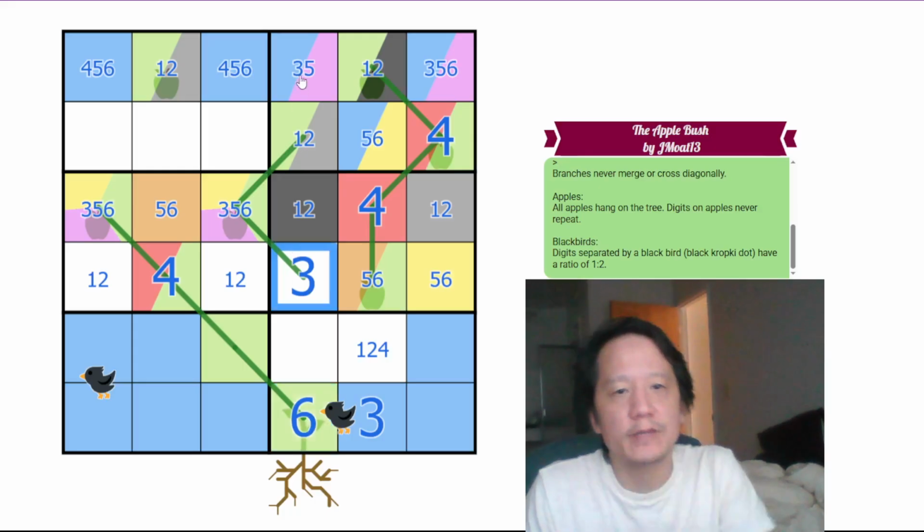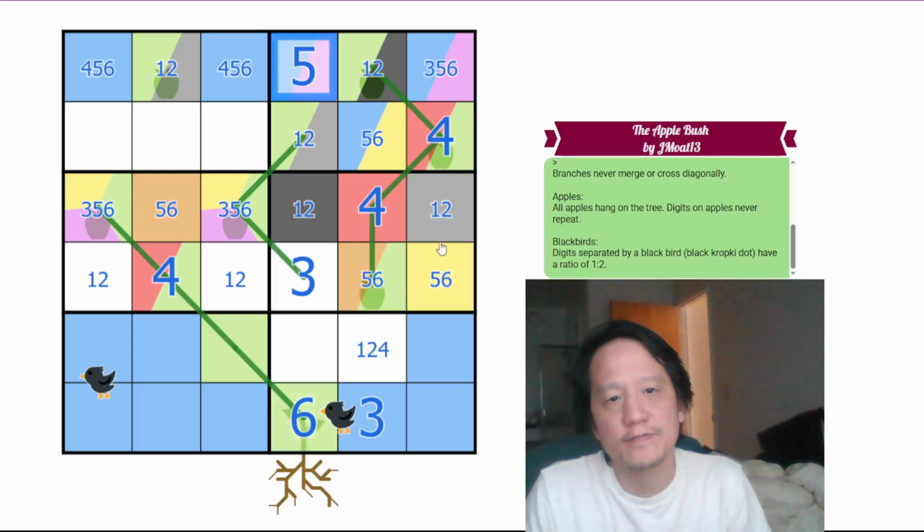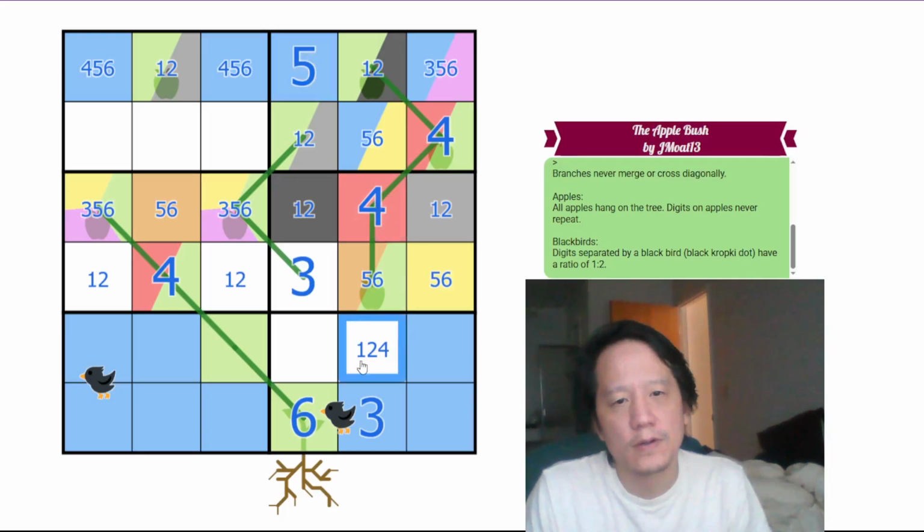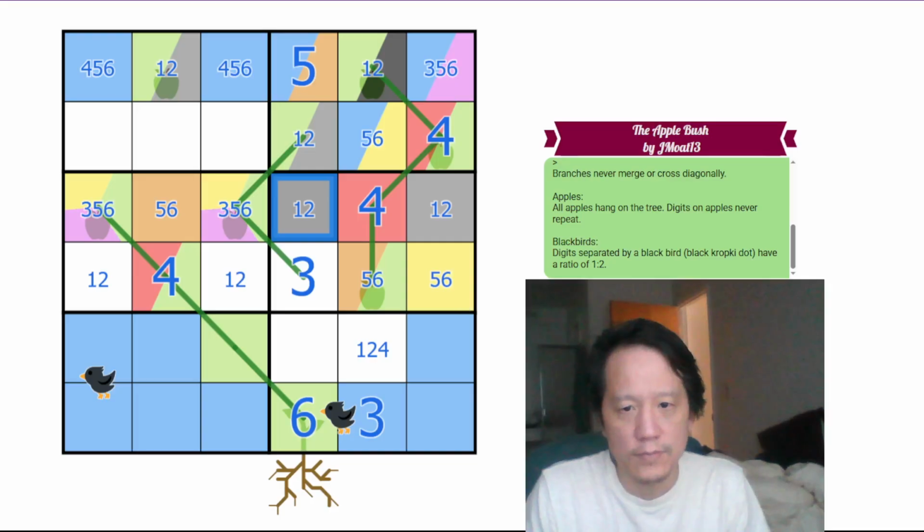This 3 eliminates 3 here, so this must be 5, and is not the pink. Therefore, this is not yellow. This must be the orange. So this is orange. This is pink. This is nothing. This is nothing. Oh, wait. No, that's not true. We don't know which ones those are.